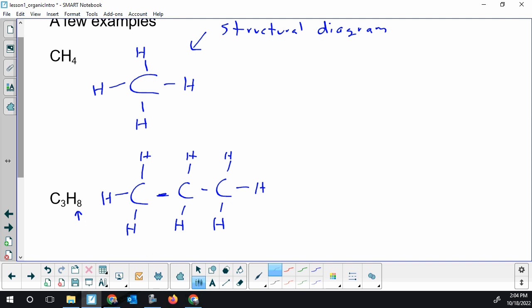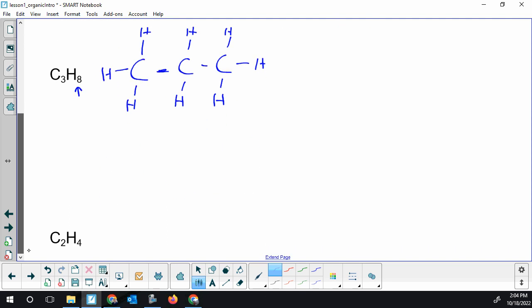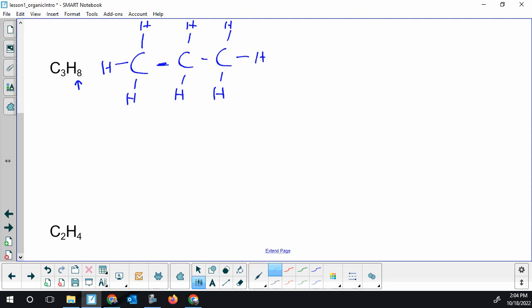So the heart of these drawings is that every carbon has 4 bonds, every hydrogen has 1. You can't deviate from that. Okay. So we're going to have to do something a little bit different with the last example.